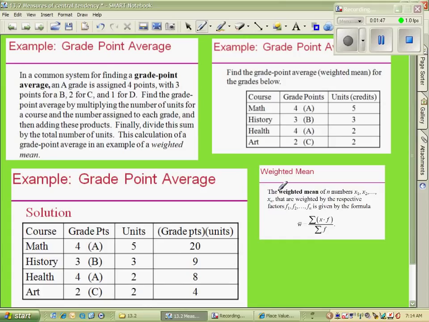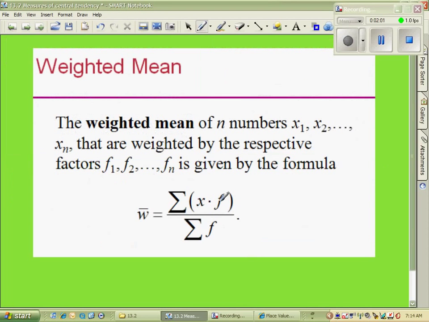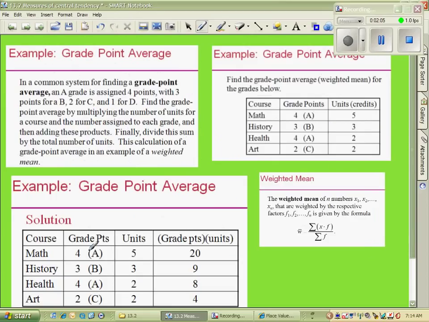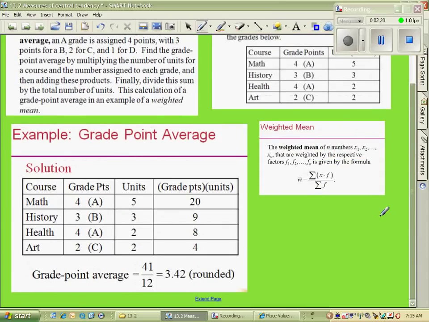Alright, so what they do down here is they're starting this problem off for us, and they're telling us, okay, we scored an A in the math class. So we take that, and we have 5 units for that class. We multiply them together, our grade points times our units. And that right there is where we're taking our x times our f. And then they have our x times our f, and our x times our f, and our x times our f. So we find the product. So now we've done the numerator. So let's go ahead and write that down and show everyone what's going on at this point.